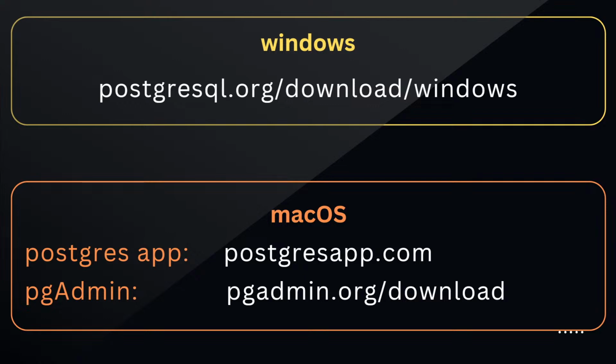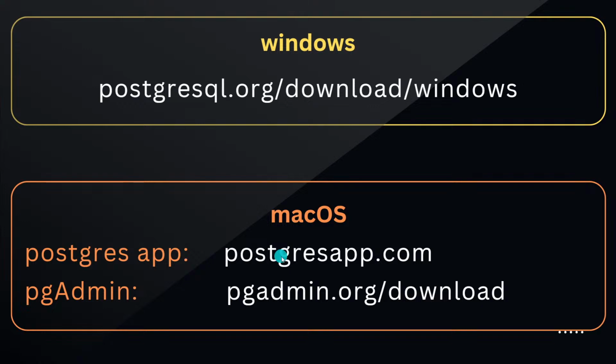All right, welcome. In this video, I'll be showing you how you can install PostgreSQL on your local PC, either Windows or Mac OS. So if you are using Windows, you follow this link to the download page where you can download the Postgres package for Windows. And if you are using Mac, you have two links that you have to follow.